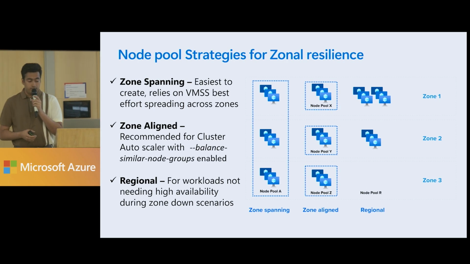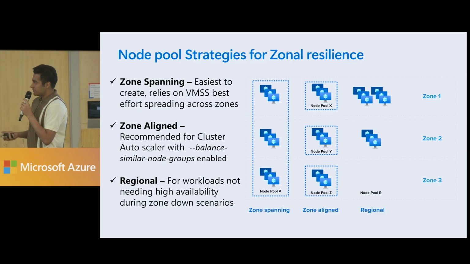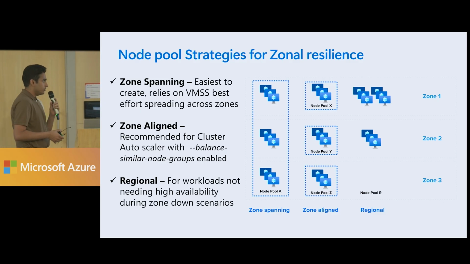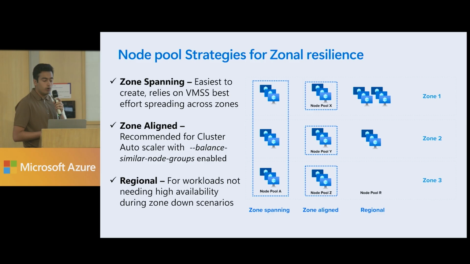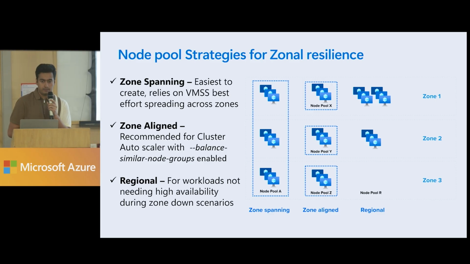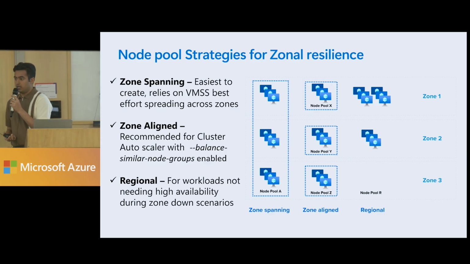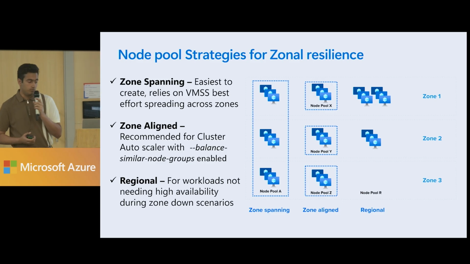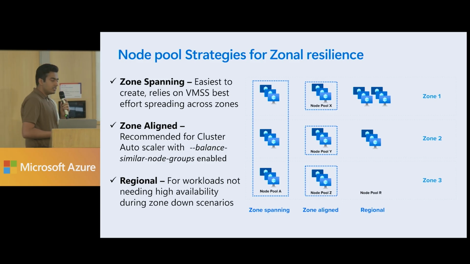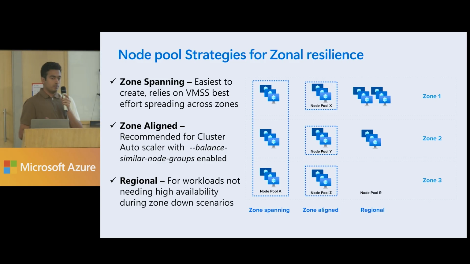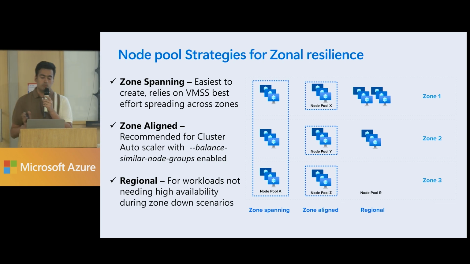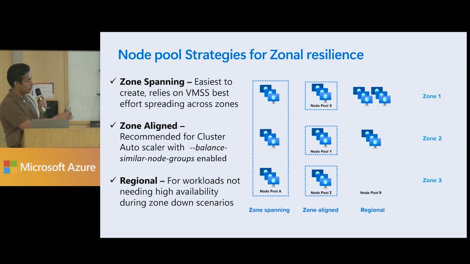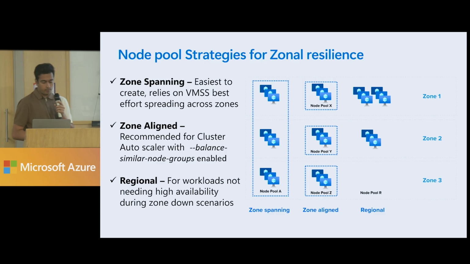Moving over to the data plane, this is usually what customers care about more because this is where you deploy your applications. And you also get a lot more control on the actual infrastructure you're deploying on. One of the configurations we allow customers to make is the zonal configuration for their node pools. On AKS, you can deploy your node pools, whether you're using VMSS, virtual machine node pools, or VMAS, either as zone spanning, zone aligned, or regional.